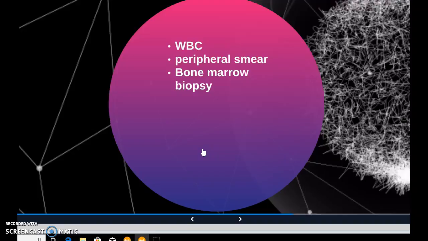We also want to be looking at a peripheral smear. And what we're going to see in our peripheral smear is myeloblasts in our AML. And usually we're going to see thrombocytopenia with those patients. We're going to see that our blast cells have predominantly nuclei. They have a large nuclear to cytoplasm ratio and a lack of granules.